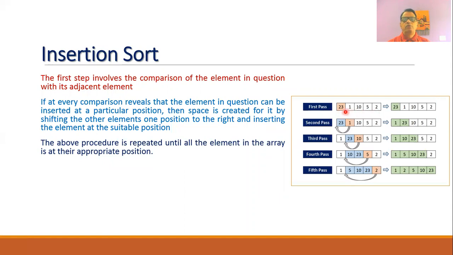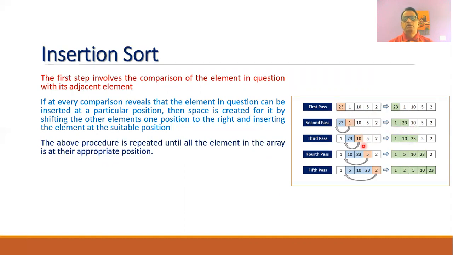Now the element in question will be 23. Since this is the first pass and there is no adjacent element to the left side, we will keep it as it is. In the second pass, we will go for the second element and compare it with the adjacent elements. Since 1 is less than 23, we will swap the positions of 1 and 23 so that we get the list 1, 23, 10, 5, and 2.